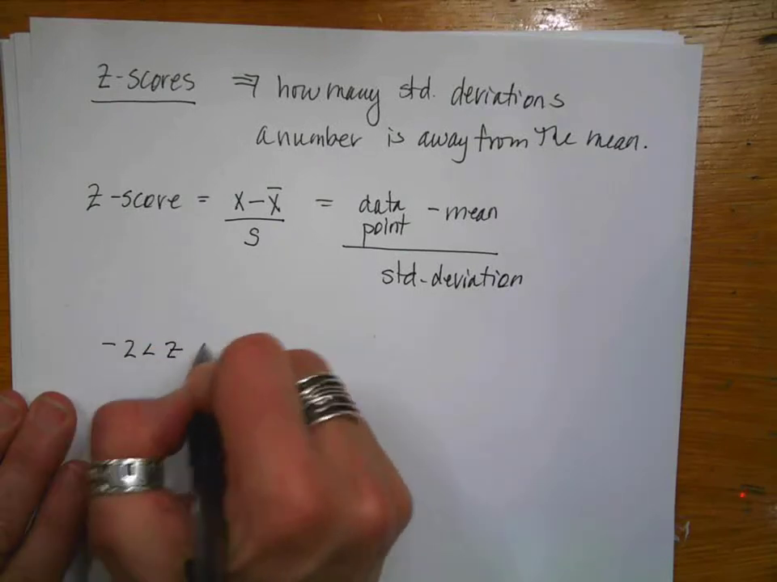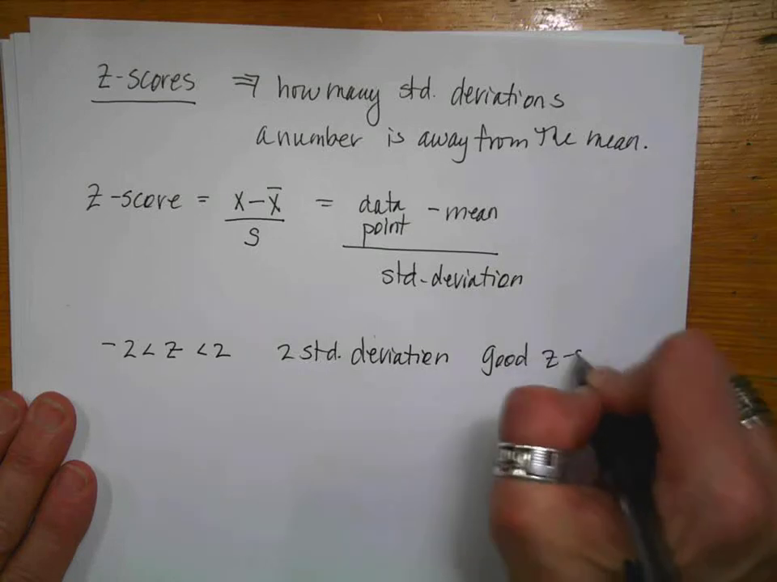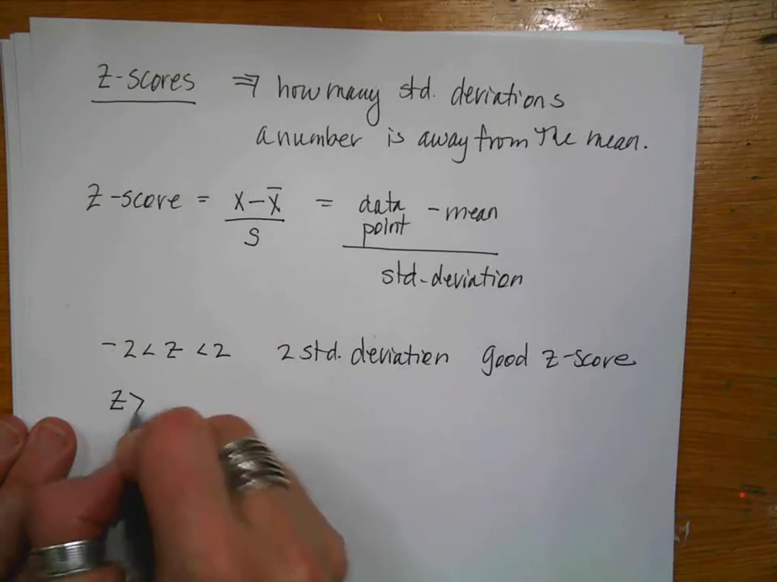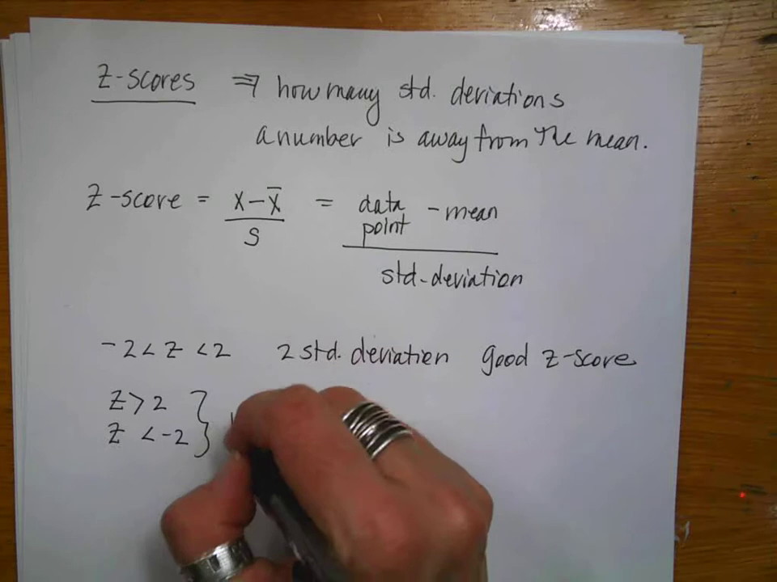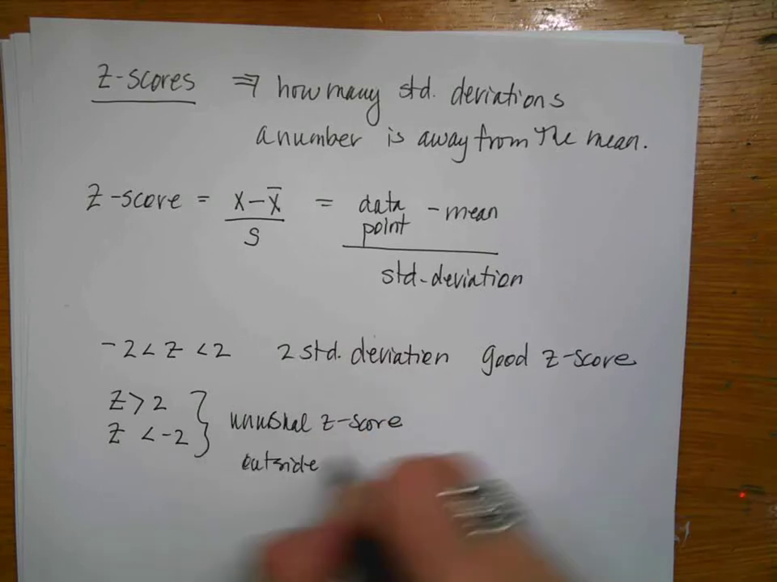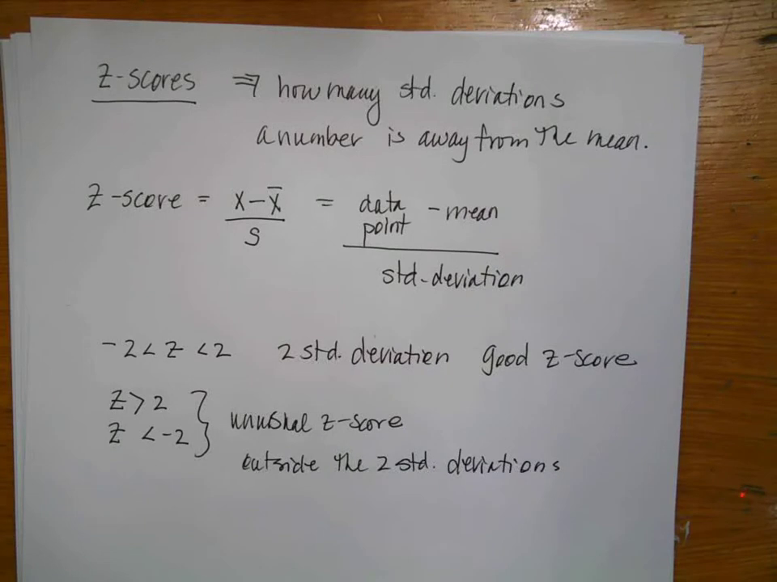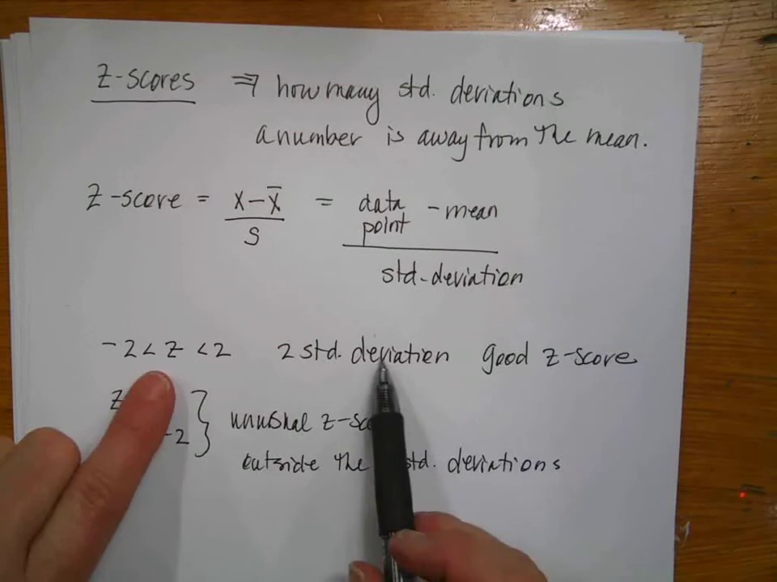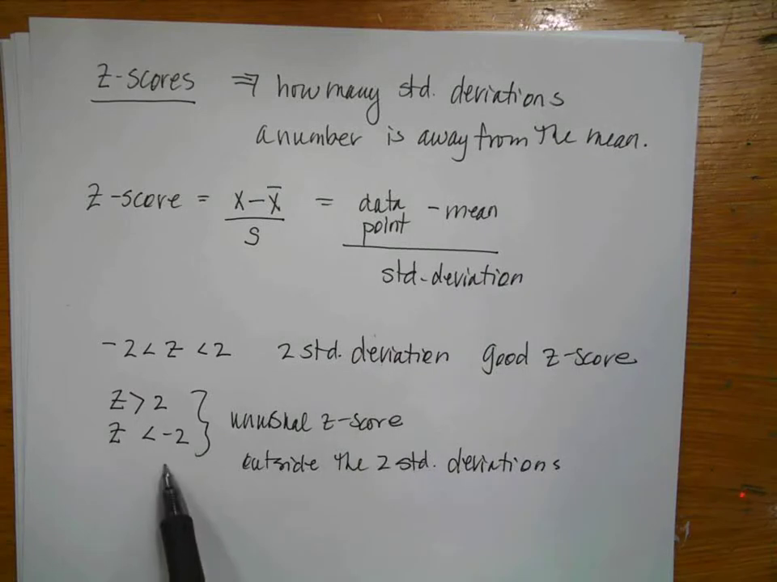Okay? Typically, for a z-score, we want our z-scores to be between 2 standard deviations. Okay, so this would be a good z-score. If z is greater than 2 or z is less than negative 2, then this would be considered, in this particular book, they call it unusual, which means that it's going to be outside the two standard deviations. Okay? So a z-score is talking about how many standard deviations a number is away from the mean. Typically, a good z-score is to be less than 2 or greater than negative 2, because that means it's within 2 standard deviations of the mean.